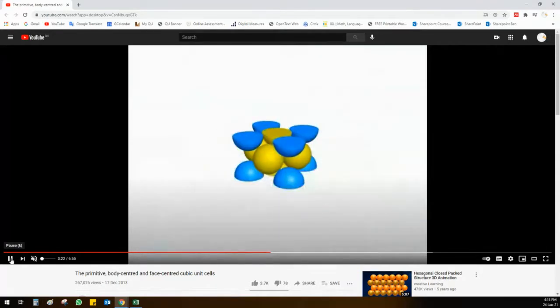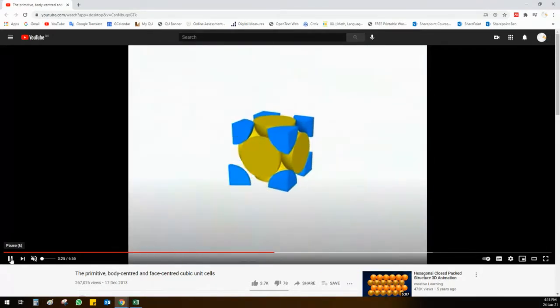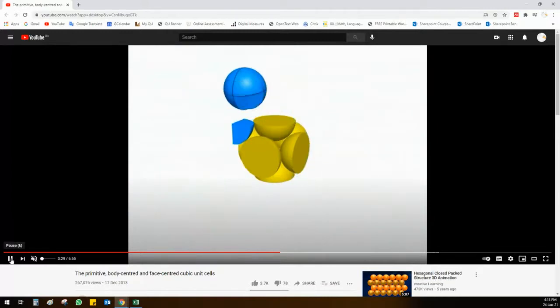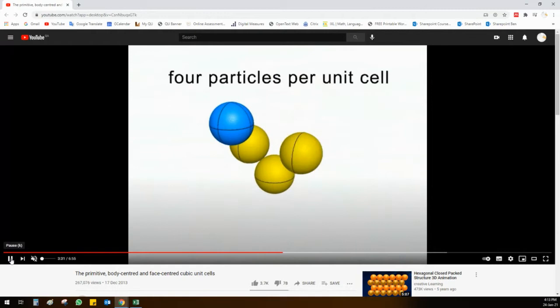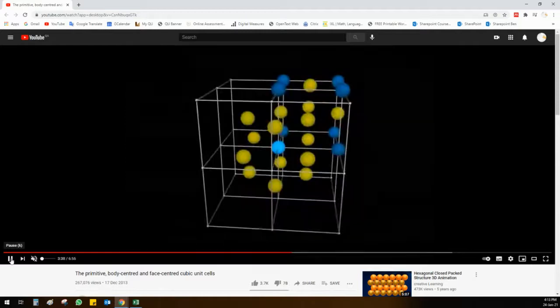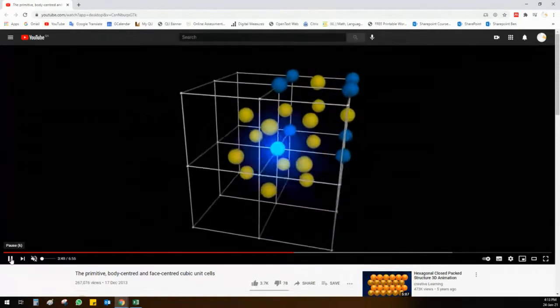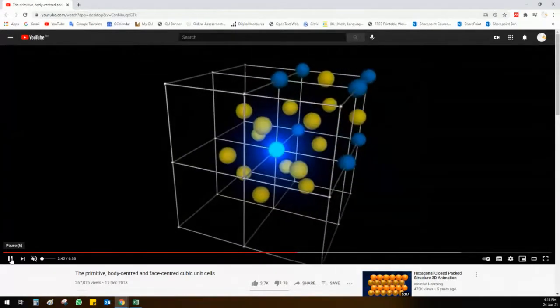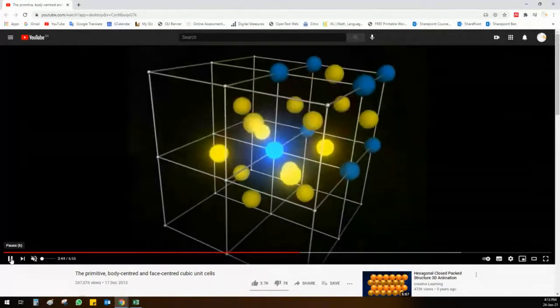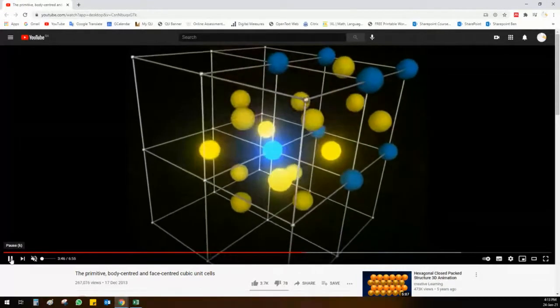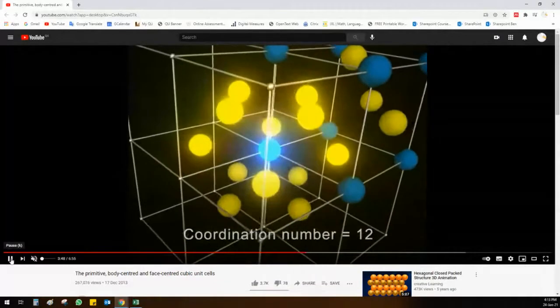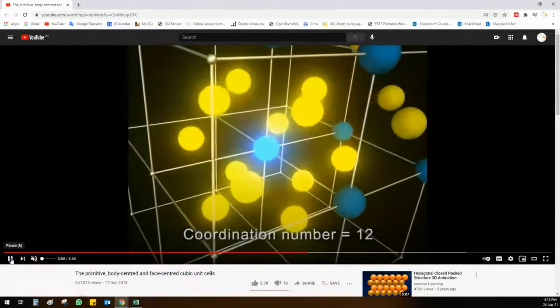The actual unit cell consists of portions of particles at the corners and in the faces. 8/8 at the corners gives 1 particle, and half a particle in each of 6 faces gives 3 more, for a total of 4 particles. In this tiny portion of a face-centered cubic array, notice that a given particle has 4 nearest neighbors around it, 4 more above and 4 more below, for a total of 12 nearest neighbors.